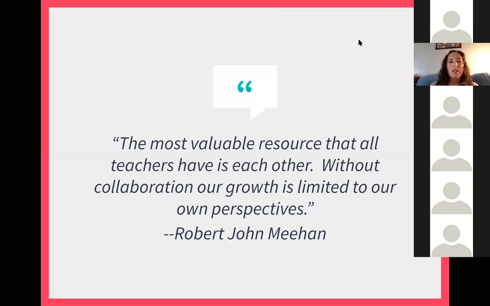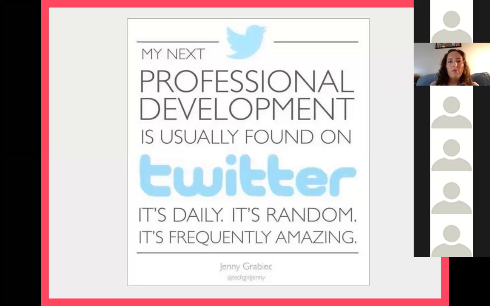So this quote is, "The most valuable resource that all teachers have is each other. And without collaboration, our growth is limited to our own perspectives." If I would not have had Twitter, it would have been a lot harder for me to have all of those other perspectives and use the wisdom of other teachers. This is a quote from Jenny Grebeck: "My next professional development is usually on Twitter. It's daily, it's random, and it's frequently amazing." So that's why I am a fanatic of Twitter.